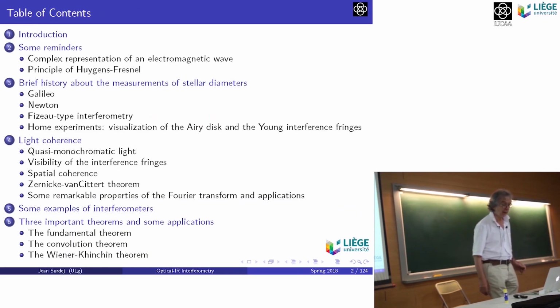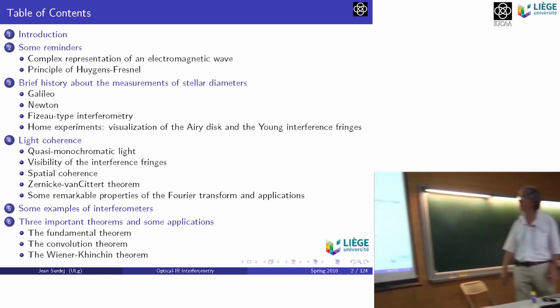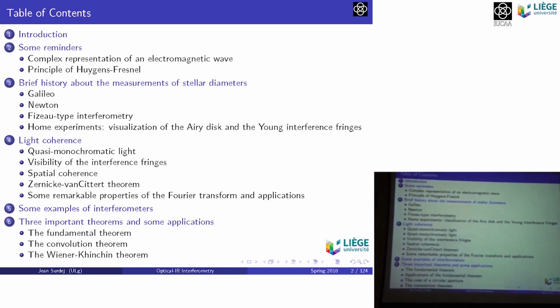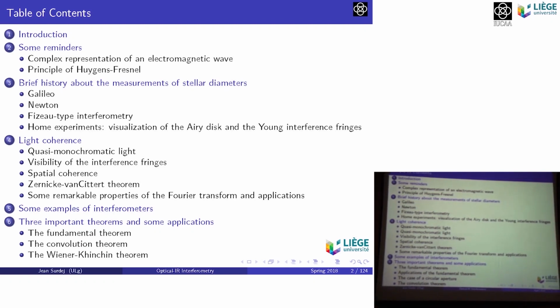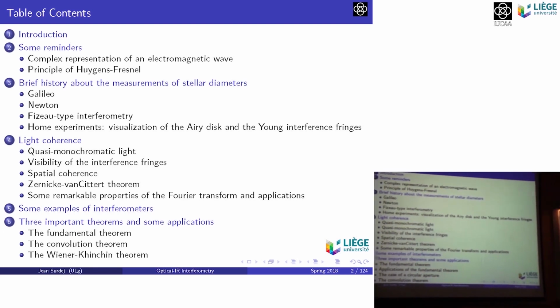Okay, so I will just start now and show you a preliminary table of contents. First I will start with a general introduction, to let you know what the content of these lectures will be. Then I will proceed with some reminders that we need to understand the theory of interferometry. Then a brief history about the measurements of stellar diameters. You will see that many scientists thought about how to estimate the size of a star in the past. Then I will address the problem of light coherence. Then I will mention examples of major interferometers that you could perhaps one day use yourself. And then I will end up with the three important theorems and some applications to give you a better and deeper insight in the theory of interferometry.